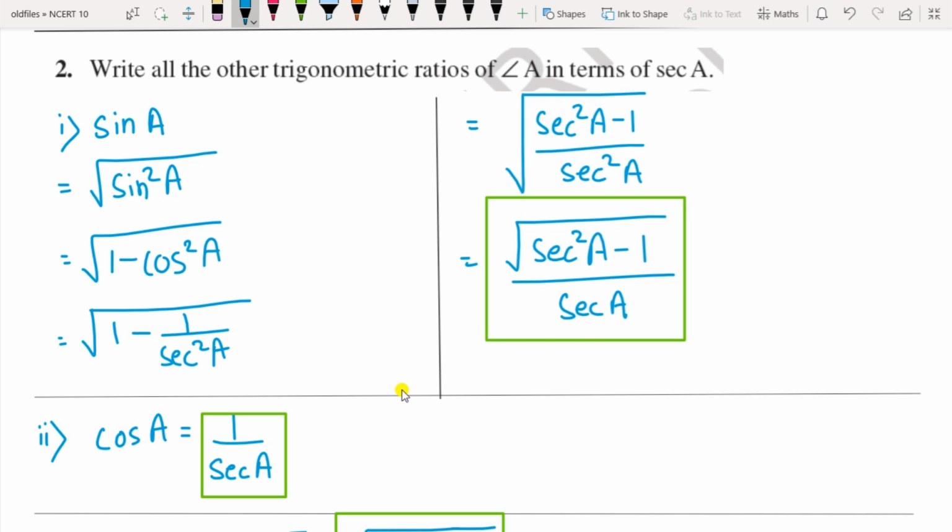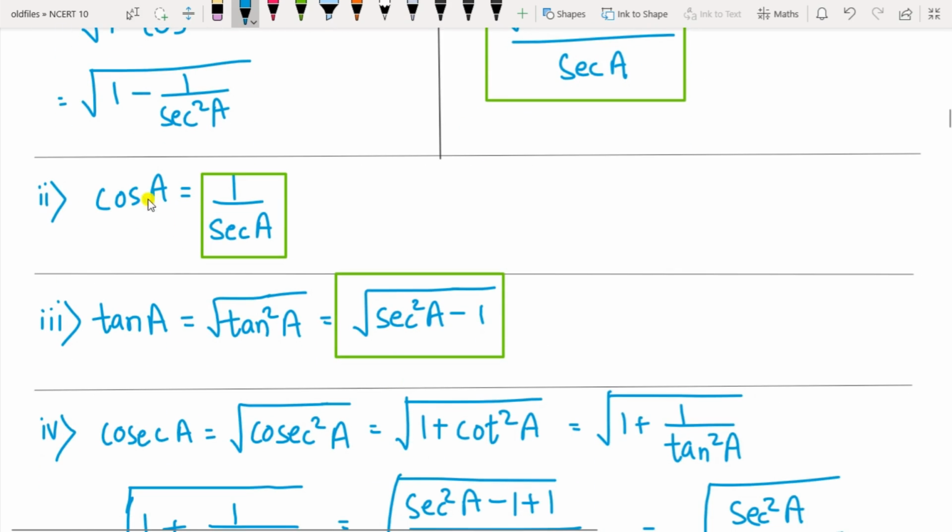Now for cos, you know sec is inverse of cos, so it is 1 upon sec A. So this is the value for cos in terms of sec. Now tan, under root of tan square A. So tan square A, the Pythagorean formula we have seen above, is sec square A minus 1.